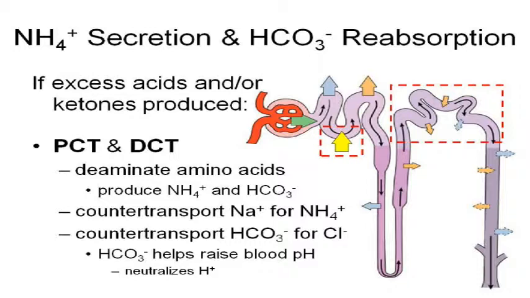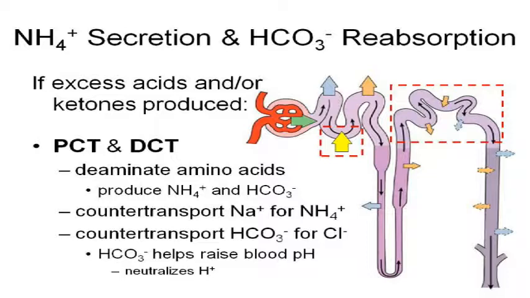If you're producing excess acids or excess ketones, as in diabetic ketoacidosis, uncontrolled diabetes, you're not making insulin, so you can't use your glucose. Essentially, you're going to pee out the glucose, so you start switching to fatty acids. You use up all your fatty acids, and then you start breaking down amino acids, so you're going to be producing some ammonia. When you start breaking down fatty acids, you can get excess acetyl-CoA, which is converted into ketone bodies.